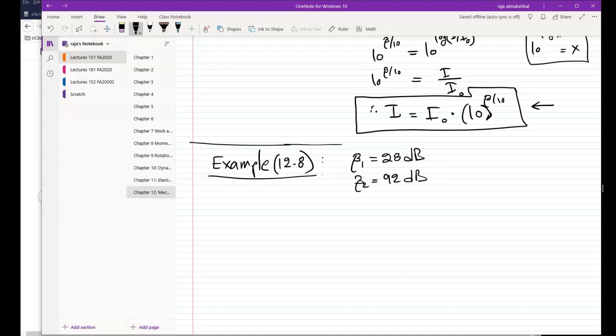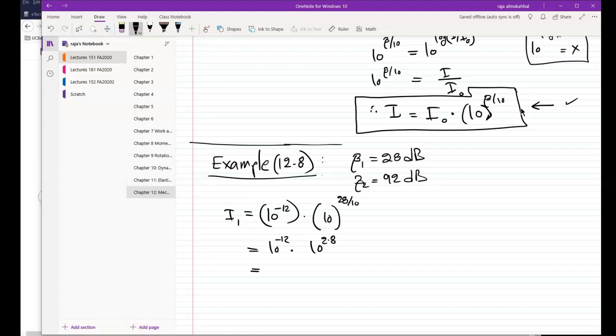Well, let's see. I can just use this equation right here. For beta 1, I'm just going to call it I1, and that's equal to I naught, which is 10 to the negative 12, times 10 to the power of beta, which is 28 divided by 10. In other words, this is 10 to the negative 12 times 10 to the power of 2.8. All you need is your calculator. Please use it with me right now so you don't make mistakes. I want to get first 10 to the power of 2.8.